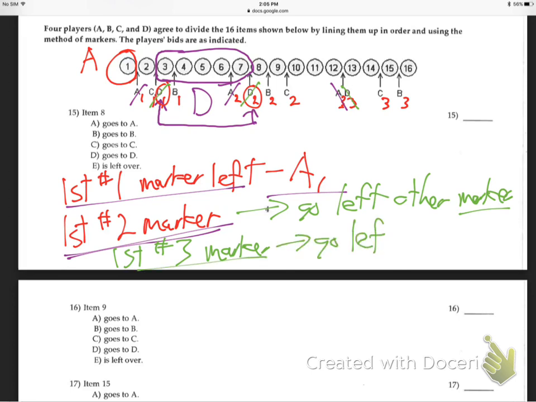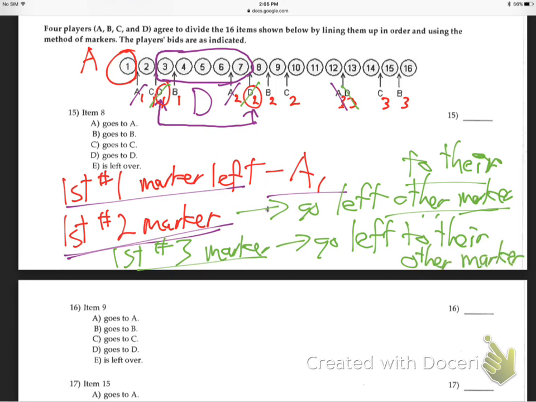Go left to their other marker. So, okay, what's the first number 3 marker? Yeah, C3. How far left? Until I hit another C marker. Right there at 10. That's going to be the C section. See how that's between two C markers? That was the first number 3 marker.